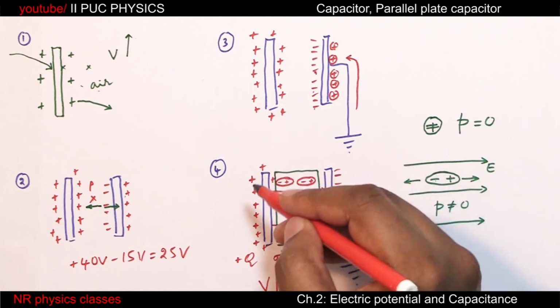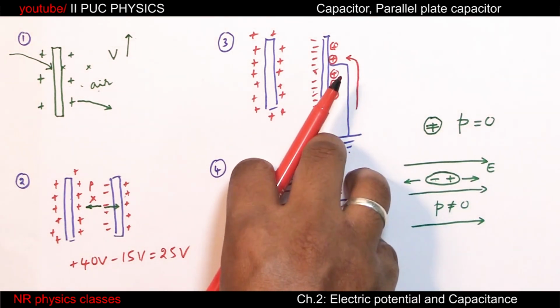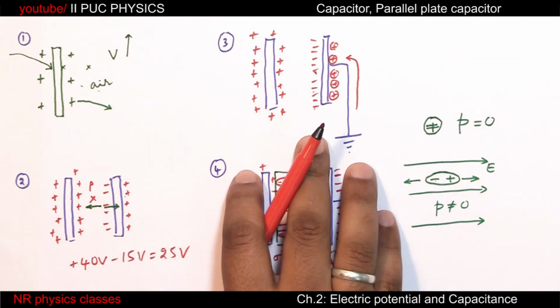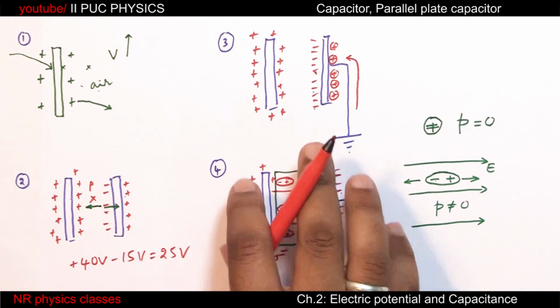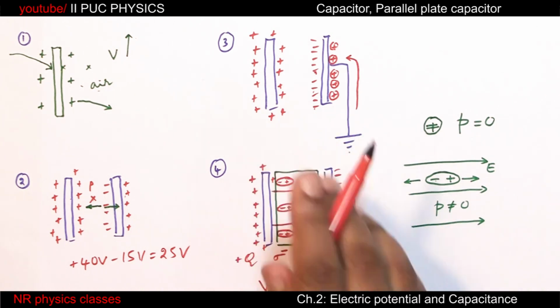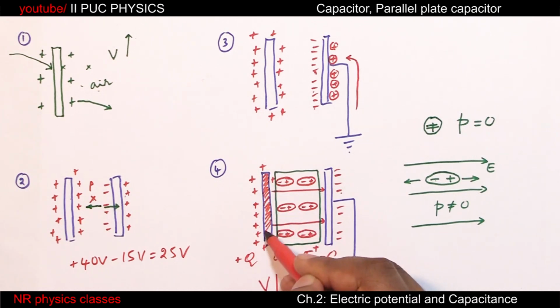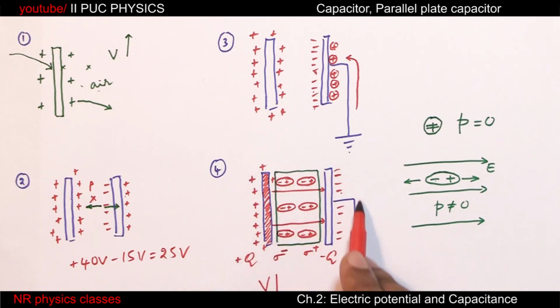So this continues till equilibrium is reached. Once the equilibrium is reached, it means everything is settled. That is the meaning of equilibrium. When everything is settled, then this plate will be in a position to hold maximum charge. So this arrangement is called a capacitor.